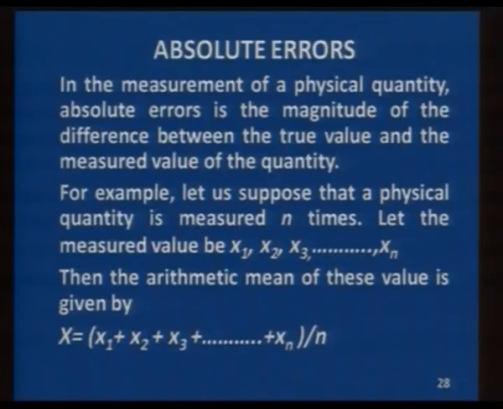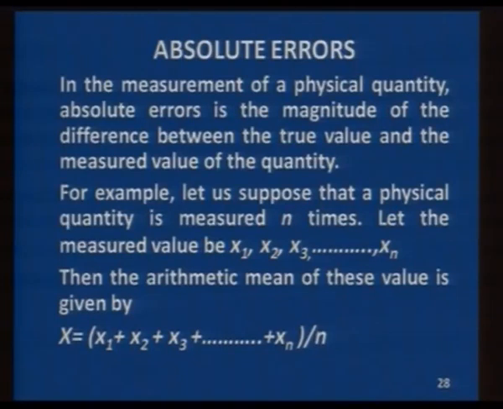So, now we can take some other examples. This type of observation can be made, but there will be error in all the instruments. Now, this error can be defined in absolute terms. In the measurement of a physical quantity, absolute error is the magnitude of the difference between the true value and the measured value of the quantity.